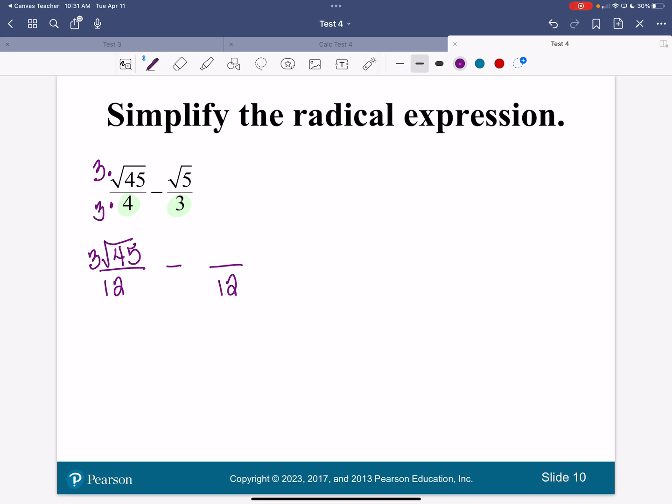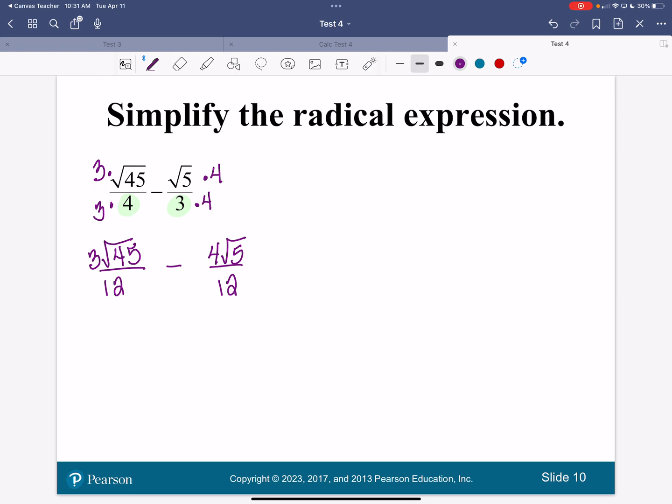How many times does 3 go into 12? Good. So I'm going to multiply the 3 times 4. If I multiply 3 times 4, I've got to multiply the square root of 5 times 4. Now, this 4 is on the outside of a square root. This 5 is on the inside of the square root. So I can't multiply that 5 with that 4 and get 20. Where does this 4 go? In front. Good. So I get 4 on the square root of 5.